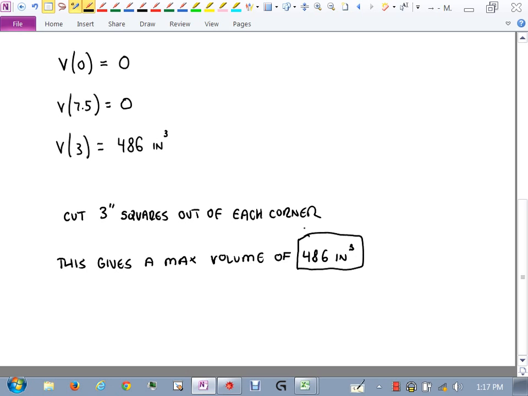There's no better way to do it. That's the most efficient way. If you want to get the most volume, that's the way you do it. You want to do anything other than that, cut it somewhere else, you're not going to get a box with as much volume as that one.